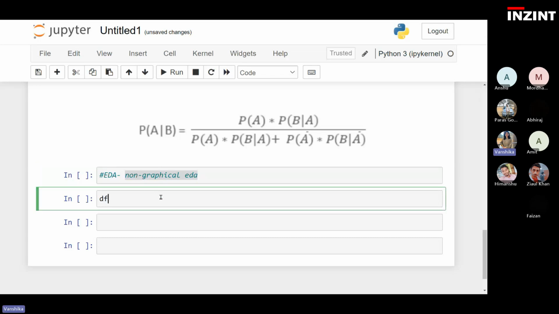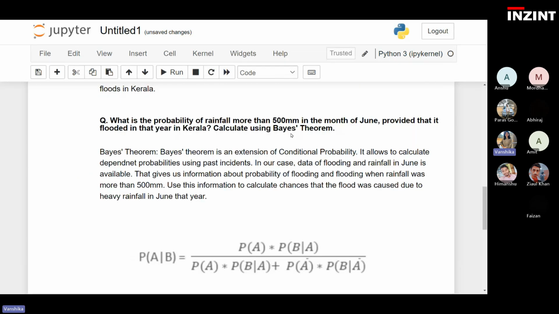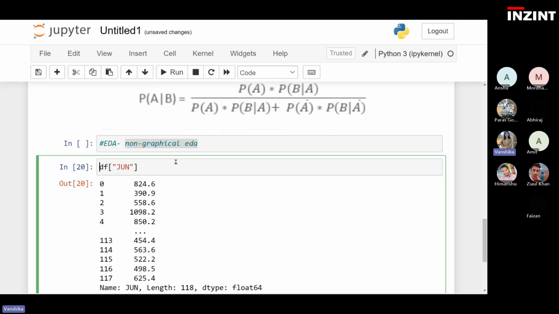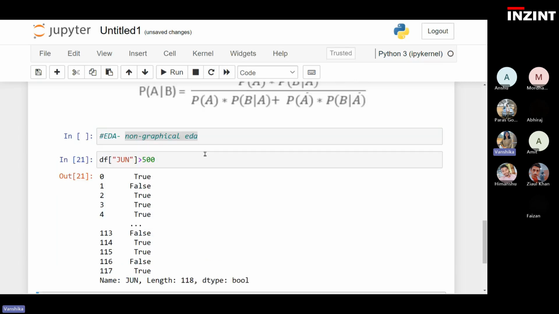So the data frame that we have has a column for June, right? This is the rainfall that I am concerned with. I am not concerned about the rainfall of any other month. Also, I have been given in the question that the rainfall of June is more than 500 millimeter. This is my criteria. So let's get the scenarios where rainfall is more than 500 millimeter. Okay. So I'm putting a simple comparison. And what do I get? I get in terms of true and false whether the rainfall was more or not.